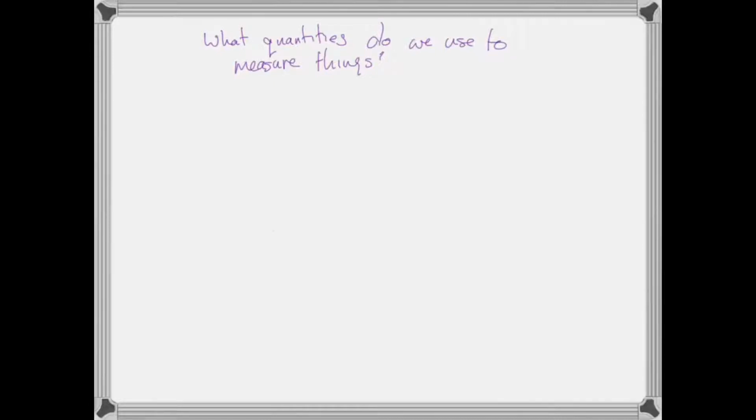What quantities do we use to measure things? Really, what units do we use? And what's important here is to look for what's common in all of these units. What do I mean by that? For example, let's say that I say I'm going to measure energy as a joule. You can look up the definition of a joule and you will find that 1 joule is 1 kilogram meters squared per second squared.